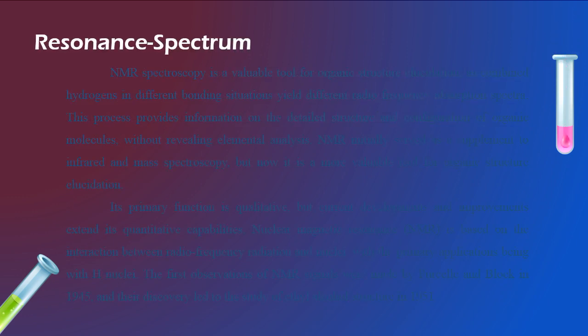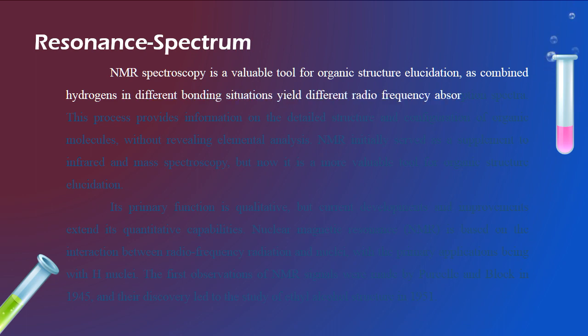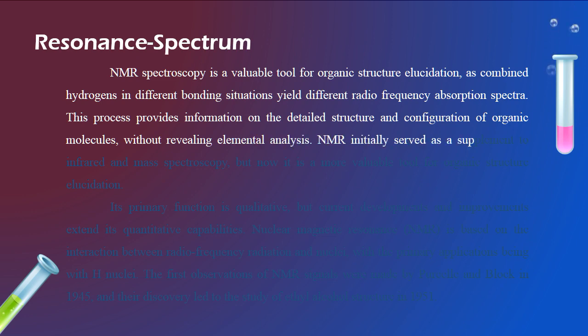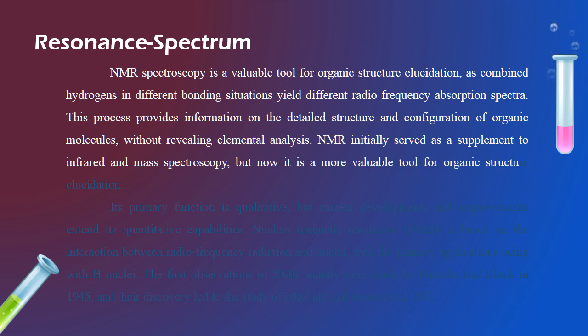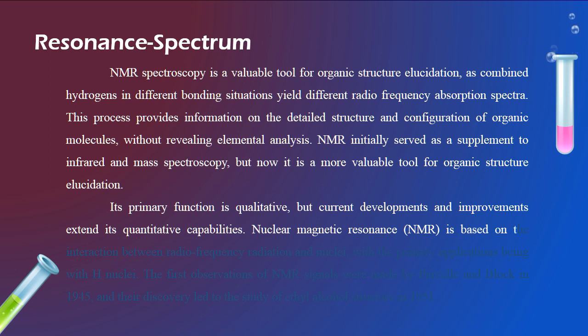The resonance spectrum. NMR spectroscopy is a valuable tool for organic structure elucidation, as hydrogens in different bonding situations yield different radio frequency absorption spectra. This process provides information on the detailed structure and configuration of organic molecules, without revealing elemental analysis. NMR initially served as a supplement to infrared and mass spectroscopy, but now it is a more valuable tool for organic structure elucidation. Its primary function is qualitative, but current developments and improvements extend its quantitative capabilities.